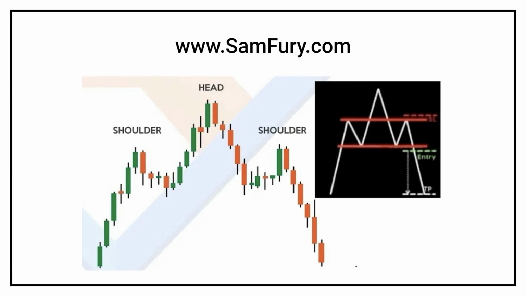You're right. The neckline is a trend line that you draw connecting the lows between the left shoulder and the head and right shoulder. It acts as a support level. And when the price breaks below this neckline, it often signals a potential trend reversal, from an uptrend to a downtrend. It's like the market's giving us a big visual clue. Hey, things might be heading south.